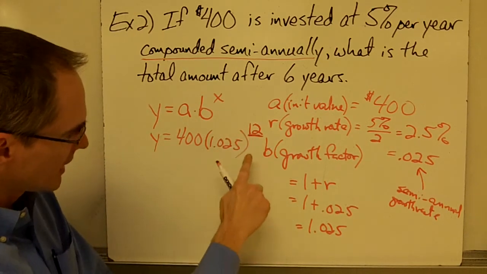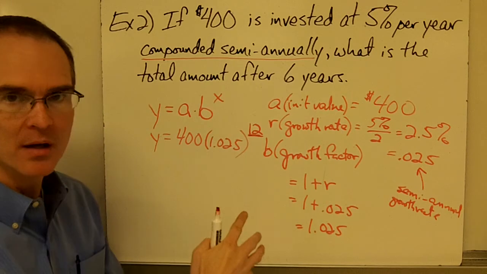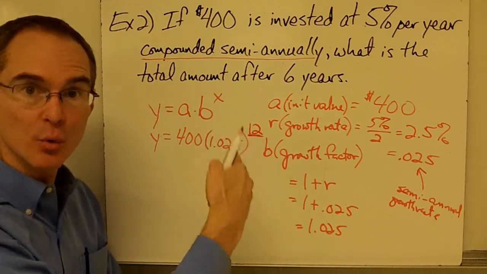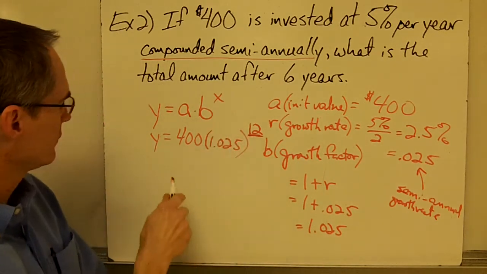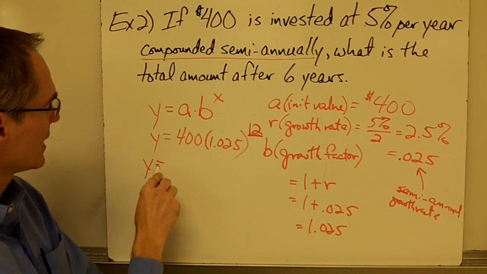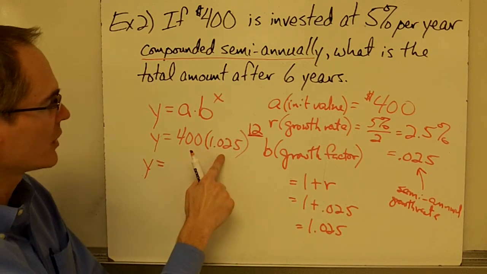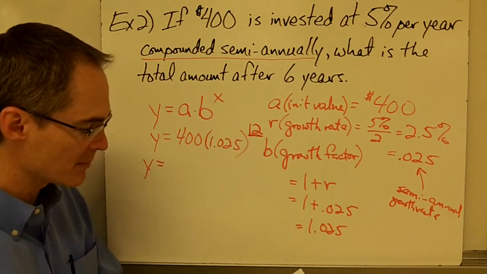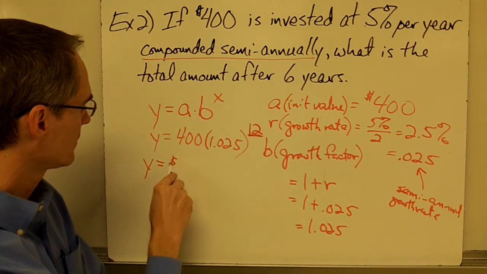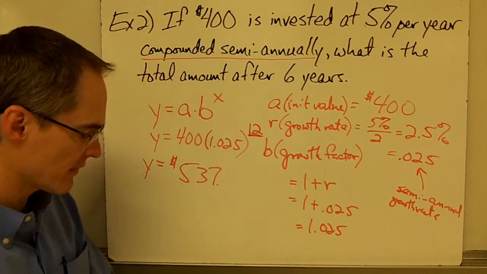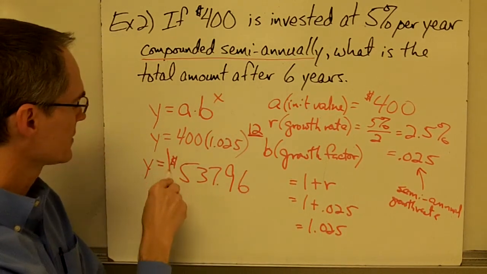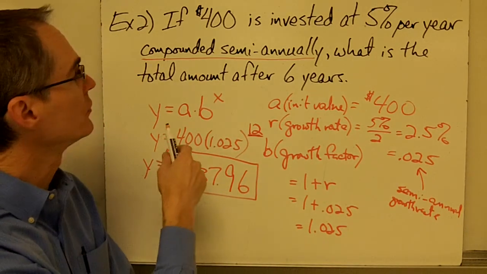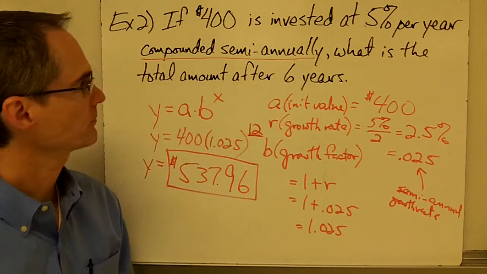All right, so this number here has gone from being a time value to being the number of compounding periods, or the number of times we're going to calculate interest. So this value now is 12. Now I'm ready to calculate my interest, 400 times 1.025 to the power of 12, and I punch this into my calculator, and I find that the total amount in my account after 6 years is going to be $537.96, or a little bit more than I would have gotten if I had used annual compounding.